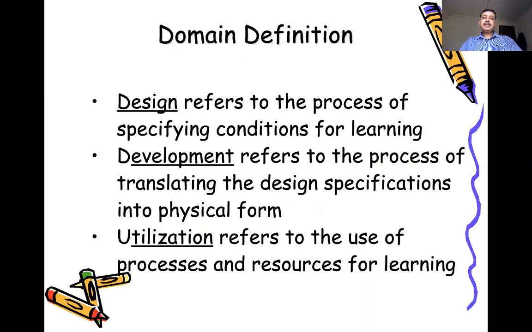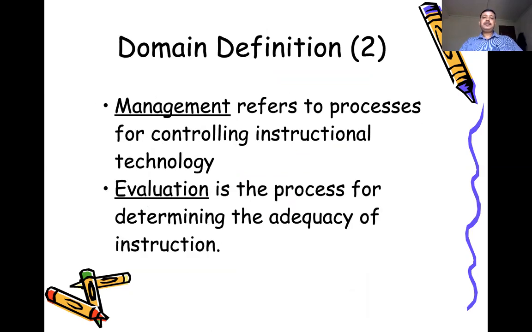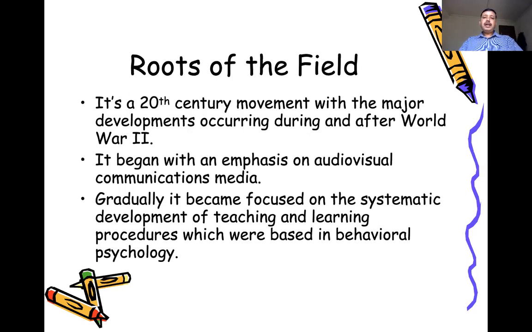Design refers to the process of specifying conditions for learning. Development refers to the process of translating the design specifications into physical form. The third one, utilization, refers to the use of processes and resources for learning. Management refers to the process of controlling instructional technology. And the last one, evaluation, is the process for determining the adequacy of instruction.